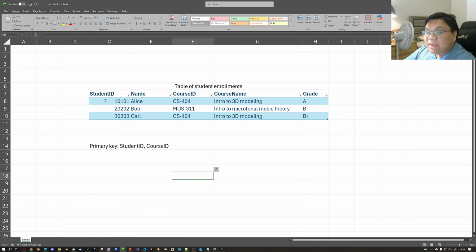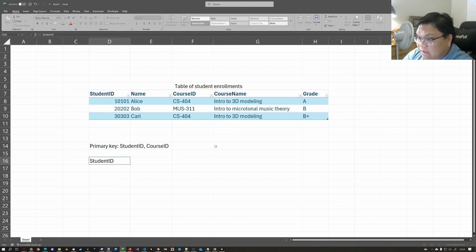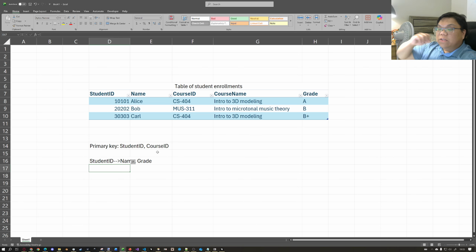So, we can use the student ID to determine what student we're looking at. So, we can then say the student ID determines name. Also, looking at the table, we can infer that each student is associated with a grade, so we can also say that the student ID determines the grade. So the student ID determines the name and the grade.